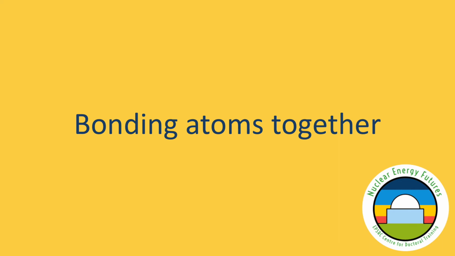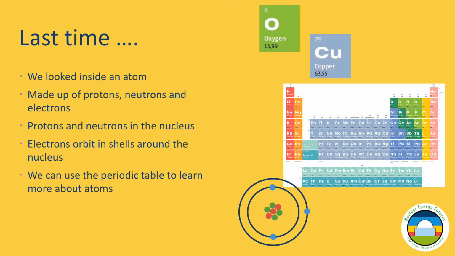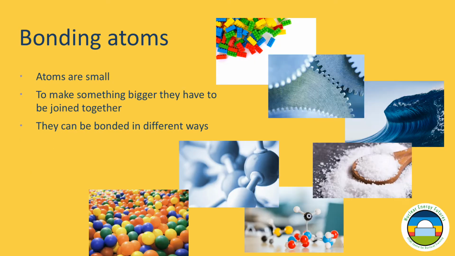So now we're going to have a look at bonding atoms together. Last time we looked inside an atom. We found our protons, electrons and neutrons. Our protons and neutrons are in the centre of our atom in the nucleus, with the electrons going round the outside in shells. We found we could use our periodic table to tell us more about our atoms. But what happens when we bond them together?